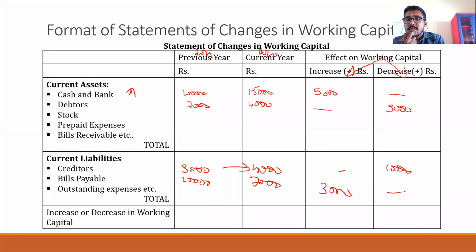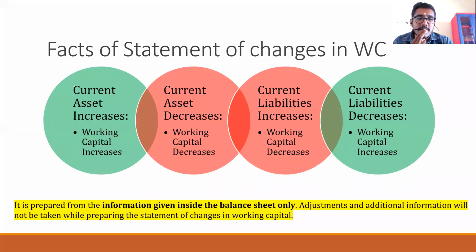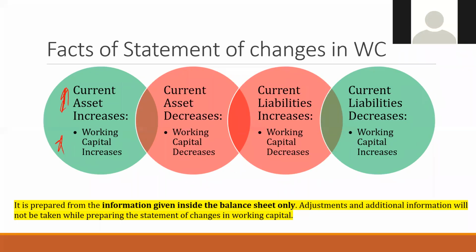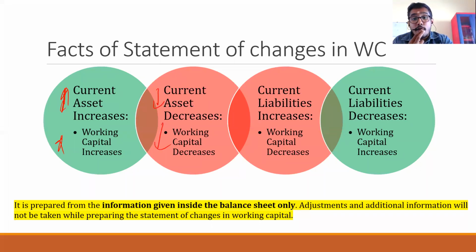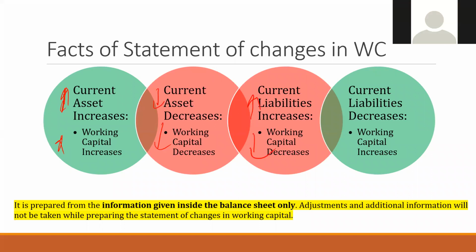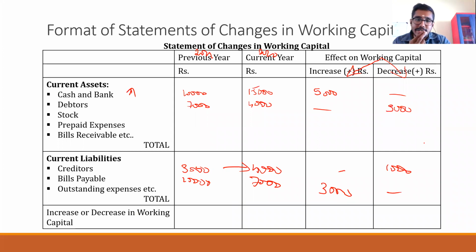So why I told this is because you have to understand this. When current assets increase, working capital also increases. When current assets decrease, working capital decreases. When current liabilities increase, working capital decreases. Current liabilities decrease, working capital increases. That's what we did in this illustration.